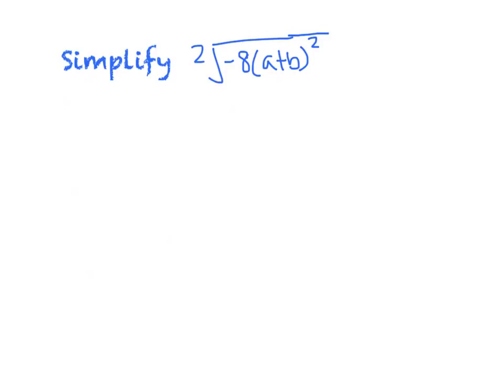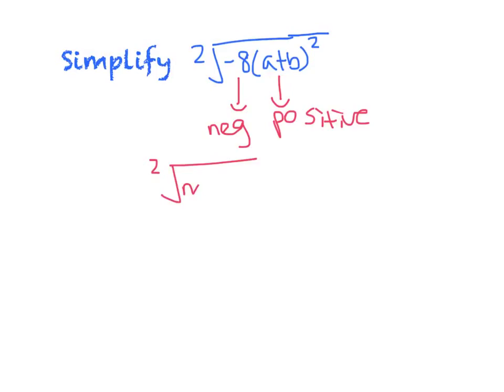Simplify the square root of negative 8 times a plus b squared. Before we begin anything, let's just look at what's under the square root. We know that this part here, a plus b squared, is always positive. And this part, the negative 8, is always negative, meaning that the entire thing under the root is always going to be negative. So that means that we're going to be taking the square root of some negative number. We can't take the square root of anything that's negative, so this means that we have no solution.